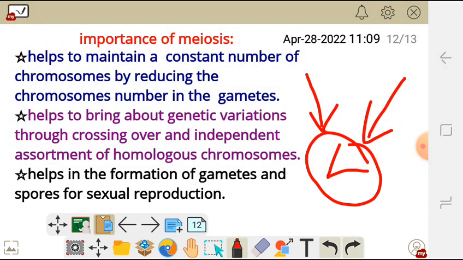It also helps to bring about genetic variation through crossing over and independent assortment of chromosomes. It also helps in the formation of gametes and spores for sexual reproduction. So that's all for meiosis 2.